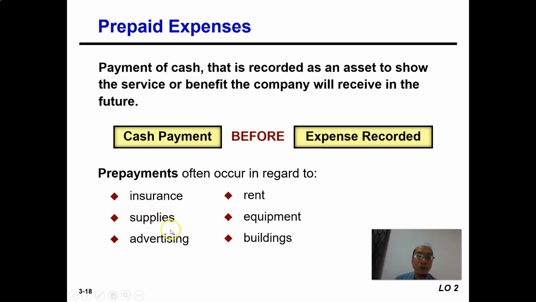When you purchase supplies for your use in your office, you have not used the supplies, but you have paid for them in the beginning. Similarly, for advertising, you pay for 3 months of advertising, but then the advertising has not been done yet. And you purchase a building, and you will be using your building for 10 years. So you have made the payment, but you will receive the benefit across 10 years. So this is a prepaid expense.